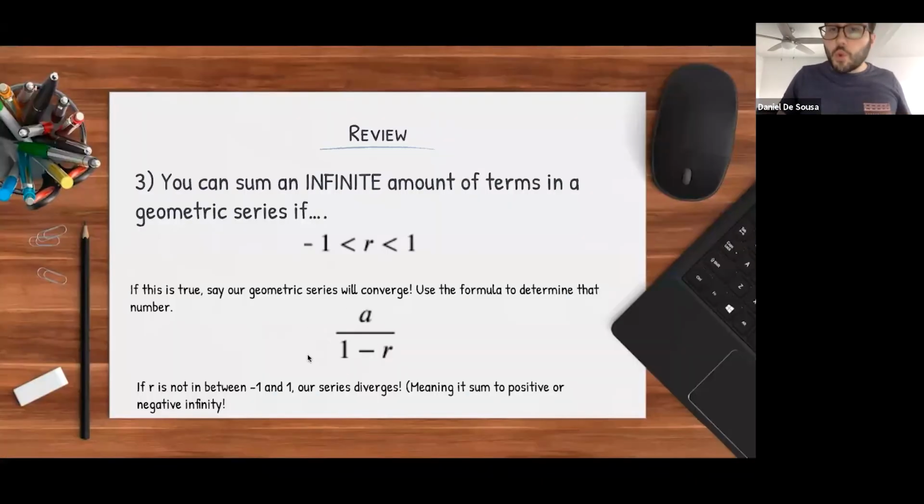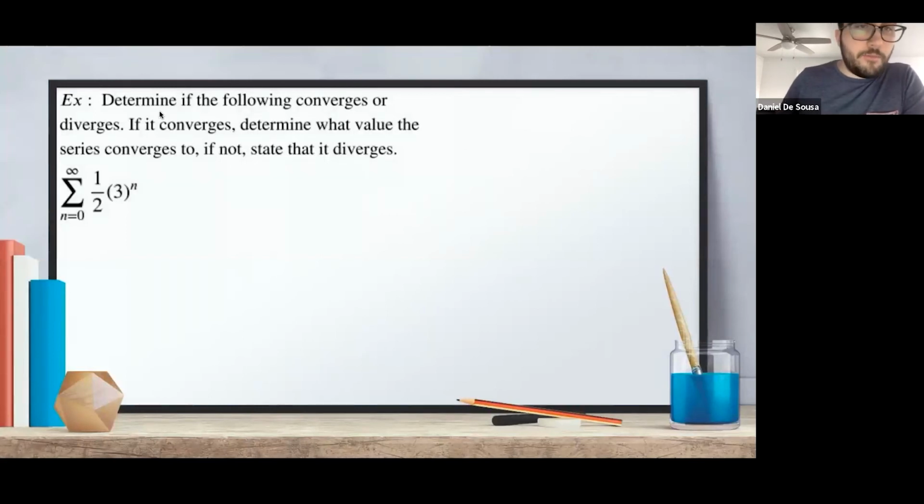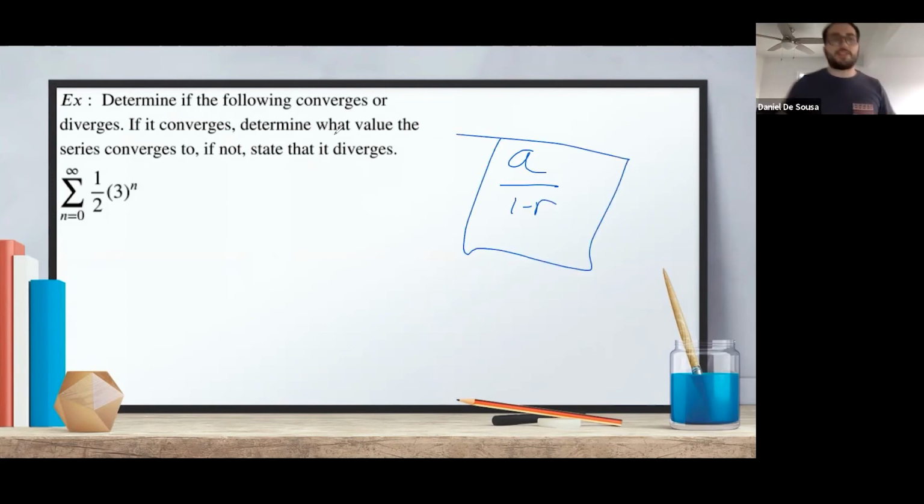If it converges, we're going to use this formula, a divided by 1 minus r. Now, first things first, we look at this and you might be like, whoa, this actually kind of looks a little bit weird. We're starting with the number 0, we're going towards infinity, and what happened to that n minus 1? It doesn't necessarily look like a geometric series.